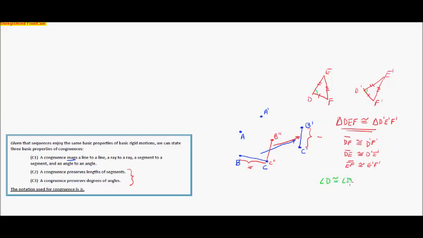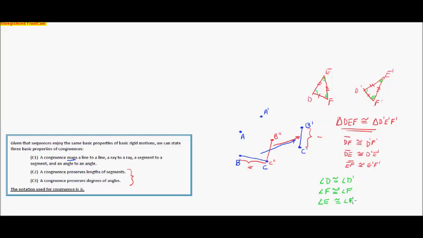All right, and I could do the same thing with F. I could put two little arcs there, and that's referring to F prime. So angle F is congruent to angle F prime. All right, and of course angle E, could put three little marks there, and that would match up with three little marks there. So angle E is congruent to angle E prime.